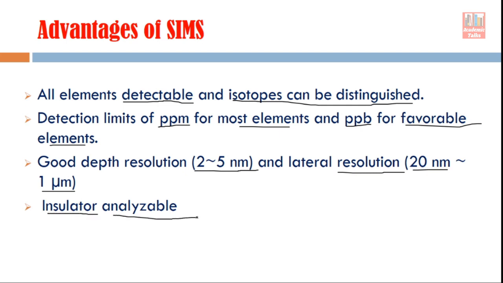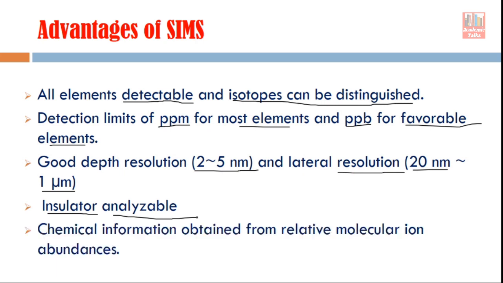It's not like that in the case of a scanning electron microscope. If there are insulating materials, then there are problems because the surface gets charged because of the electron beam. But in this technique, that issue is not there because the material is being sputtered, right? So insulators can also be analyzed, and chemical information is obtained from relative molecular ion abundance. So we can get chemical information about many kinds of materials.